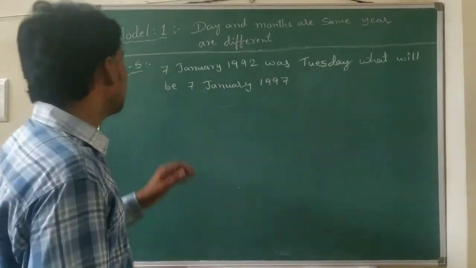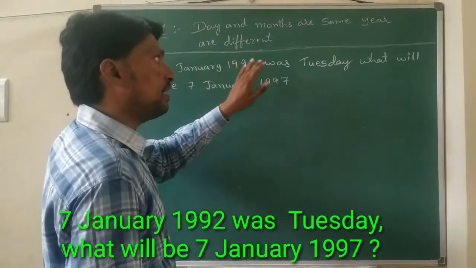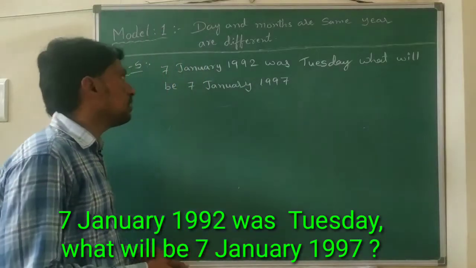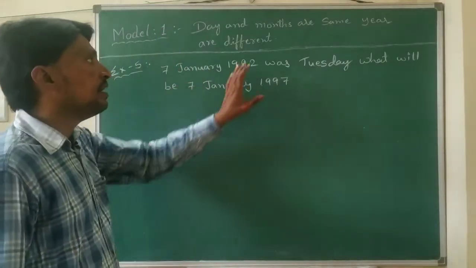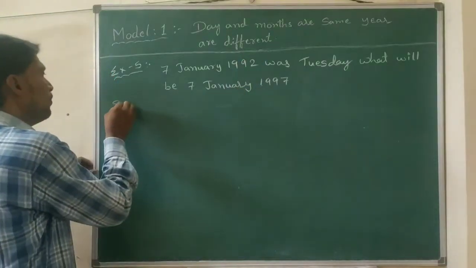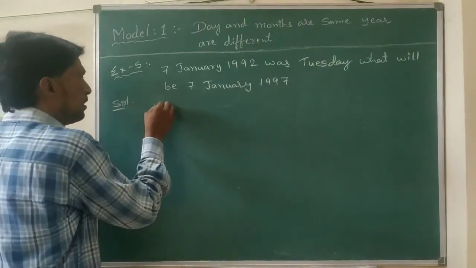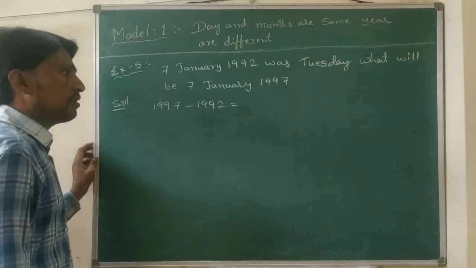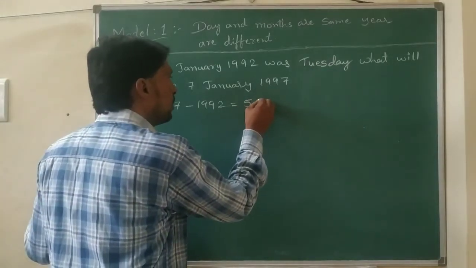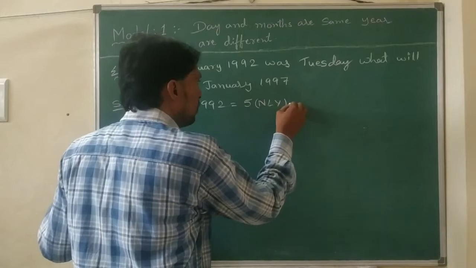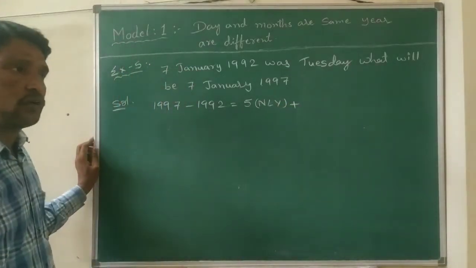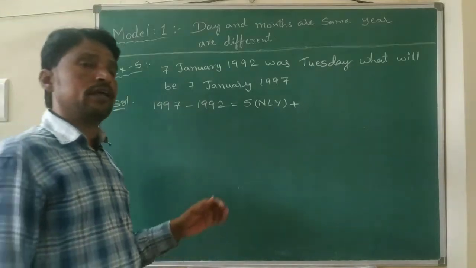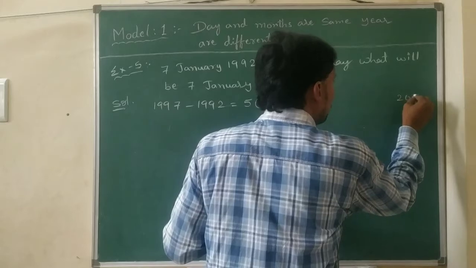Next, one more example. Example number 5. 7th January 1992 was Tuesday. What will be 7th January 1997? Here the date and month are the same, years are different. We just need to subtract the years. 1997 minus 1992, we get 5 non-leap years, plus we need to find the leap years. For 1997, the nearest leap year above, we need to take, is 2000.